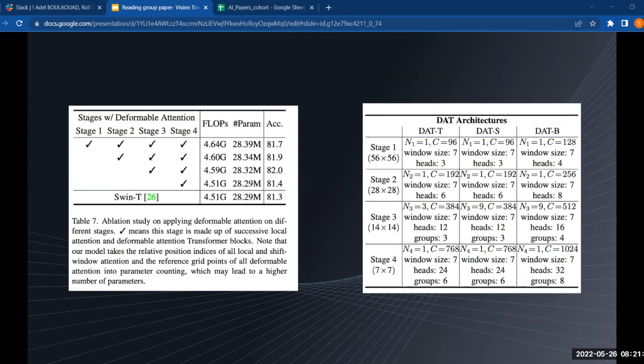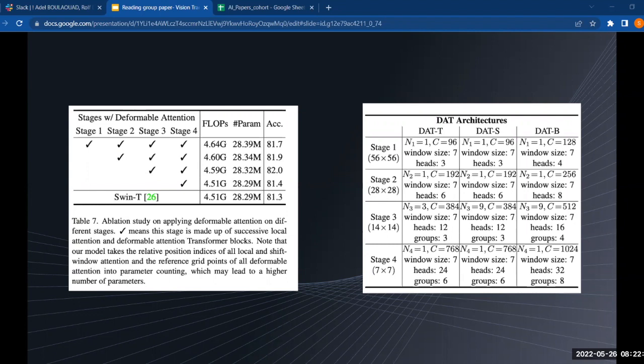Yeah. So as you can see in the first table, the authors of the paper tried different variants of this block. They tried to put the deformable attention in each of these stages. You can see in the line where they put the deformable attention in all the stages, the floating point operations amounted to 4.64 G and the accuracy was around 81.7. Progressively, as you can see, the accuracy increased to 81.9 as it was put only in the last 3 stages, then 82 and then 81.4.